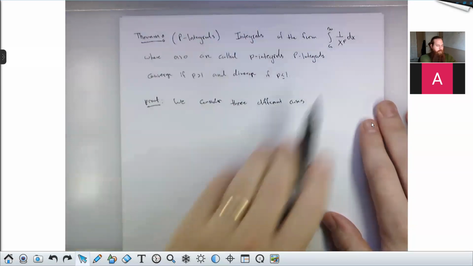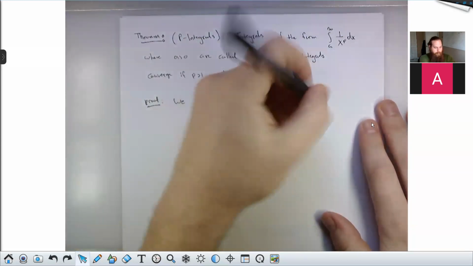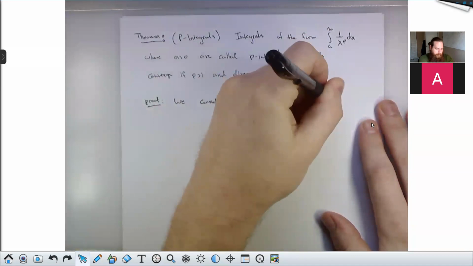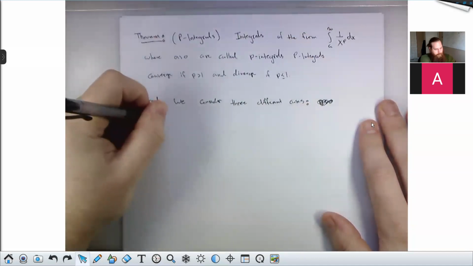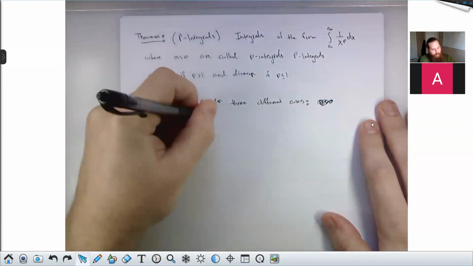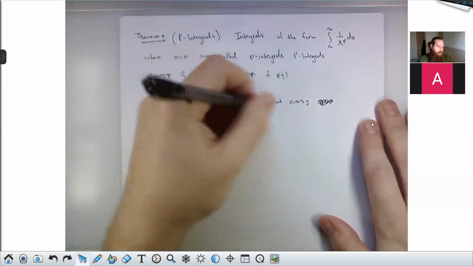So I'm telling you that the convergence of these integrals depends on P. Consider 3 different cases: P being less than 1, P being equal to 1, and P being bigger than 1.